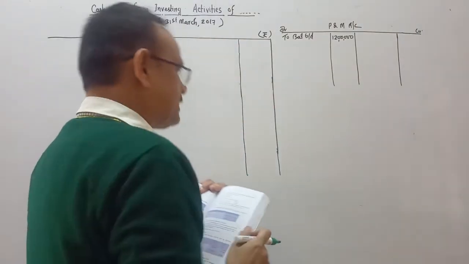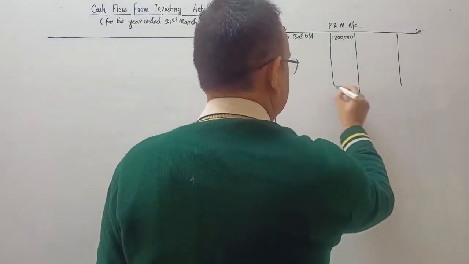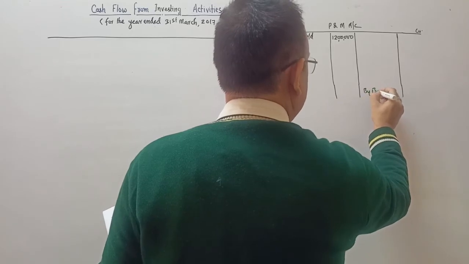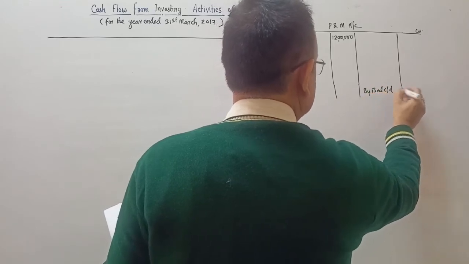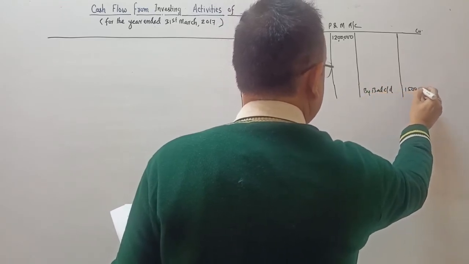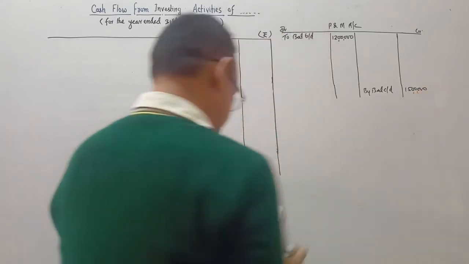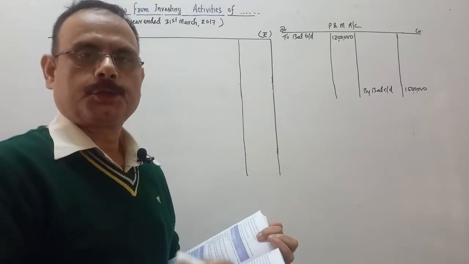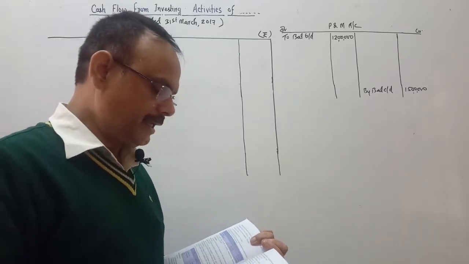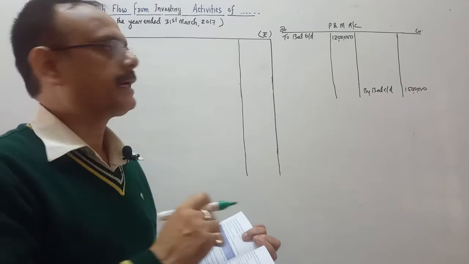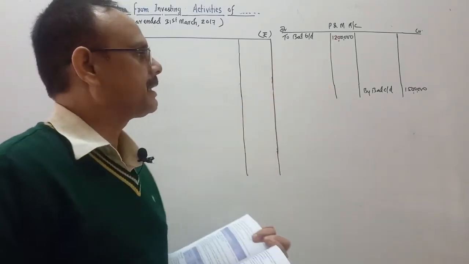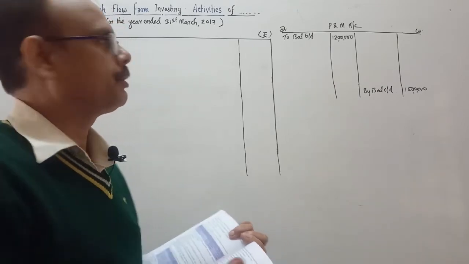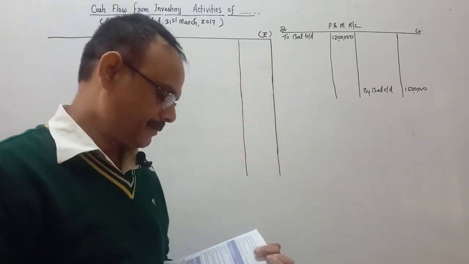And the closing balance is by balance carried down, which is 15 lakhs. See the information given for the two consecutive years. Last year's balance is the opening for the current year, and this year's balance is the balance carried down. Plant and machinery is an asset, so obviously the opening balance we will write on the debit side.